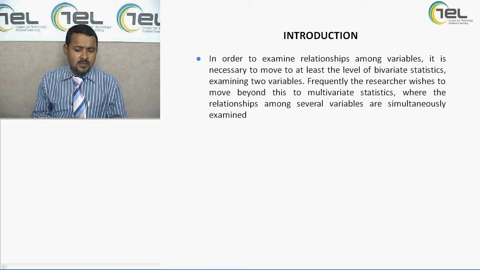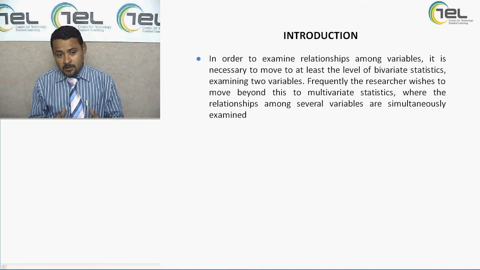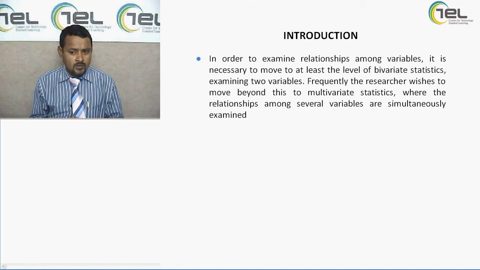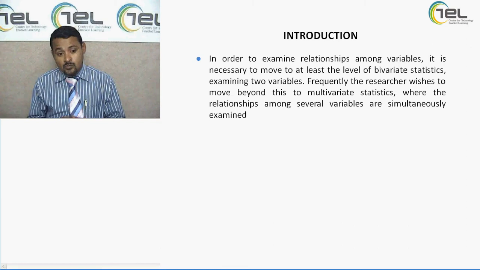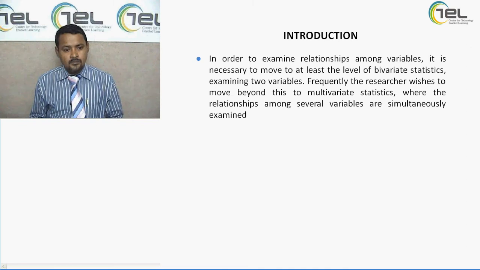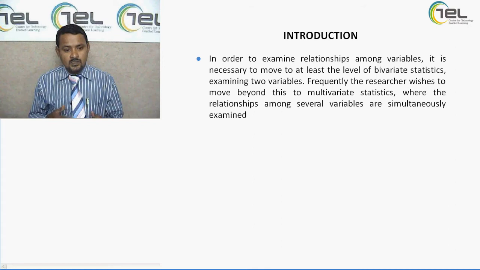In order to examine the relationship among variables, it is almost necessary to move to at least the level of bivariate statistics. Frequently, the researcher wishes to move beyond to multivariate statistics, where the relationship among several variables is simultaneously examined. So we are concerned about the effect of one variable changing over the other, and if that is assumed to happen, then we should be in a position to calculate the value of the second variable given the value of the first, the independent variable.